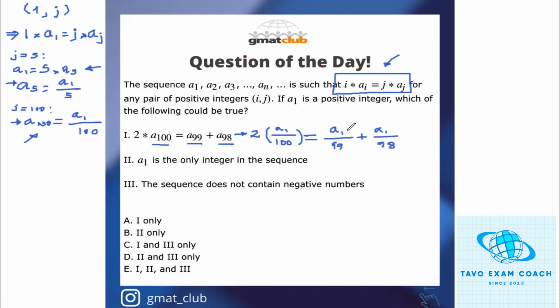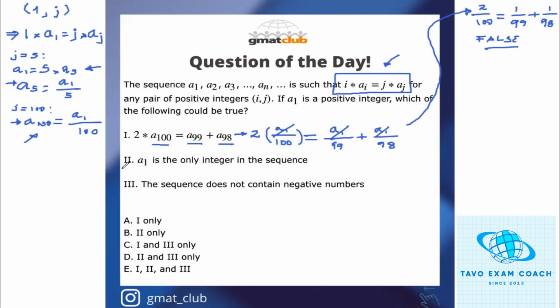Notice that a sub 1 could be factored on the right side of this equality and cancelled with the term a sub 1 on the left. And we would have what? We would have 2 over 100 equals 1 over 99 plus 1 over 98. But we can clearly see that this equality would be false. There is no chance that this is true. So statement 1 couldn't be true.